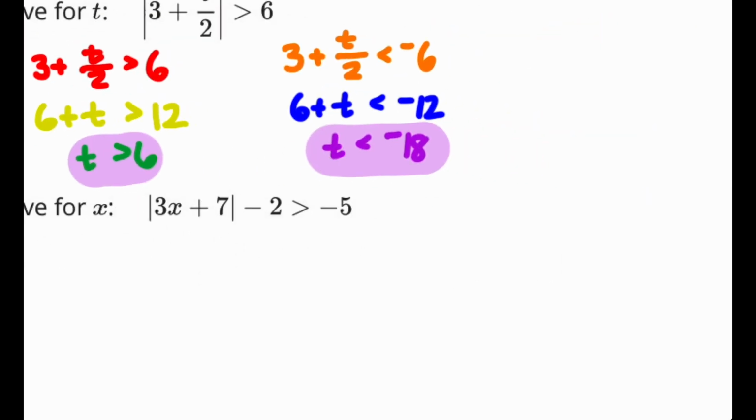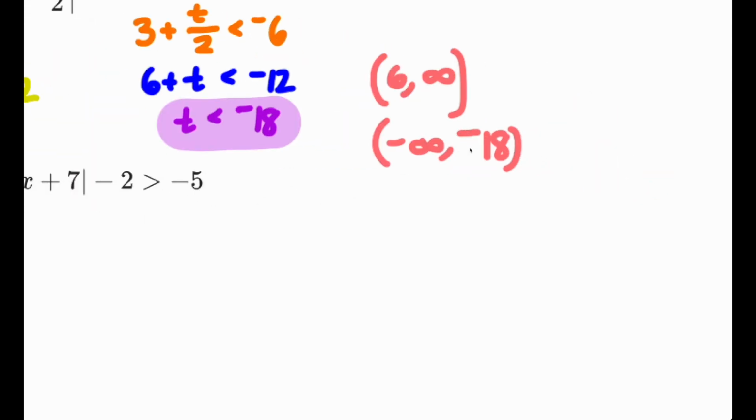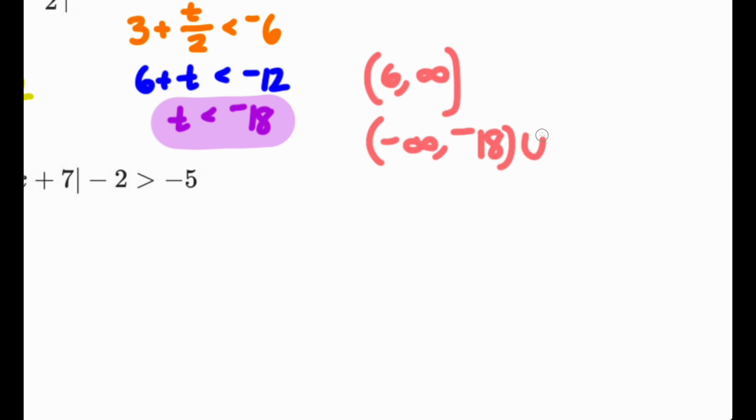Now, if you wanted to write this in interval notation, I'm just going to do this off to the side here. You could say t is greater than 6, so 6 would be the smallest there. 6, comma, parentheses on this, because it's greater than. And then the other one, -18. So you're going from -infinity to -18, and that would be the two answers. Now, it's probably best to do it with the union, 6 to infinity.